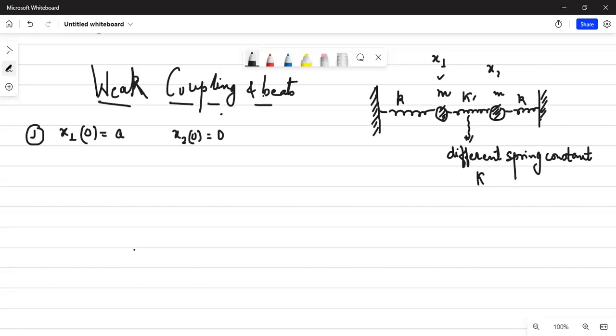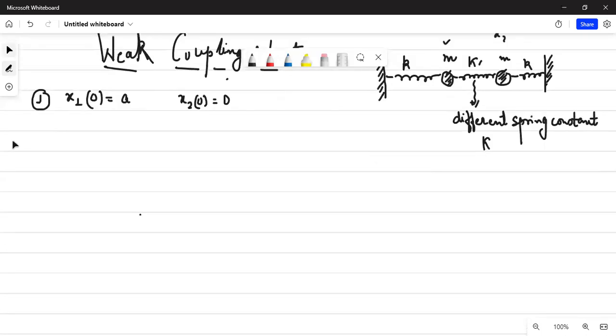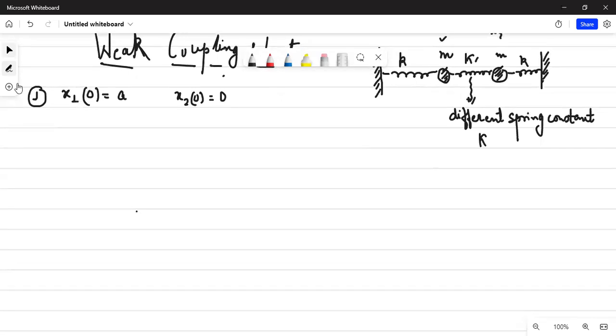Again, the problem remains the same. So let us displace. Initially only this particular mass is displaced by a point like A, but we'll start from the initial case only. So we'll start from here.